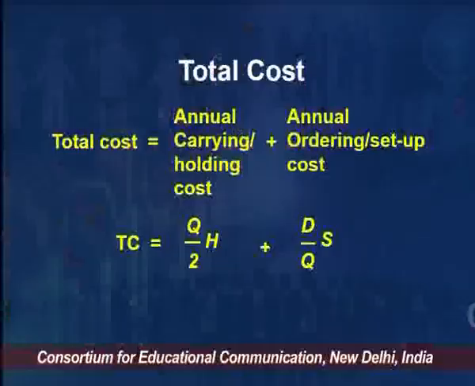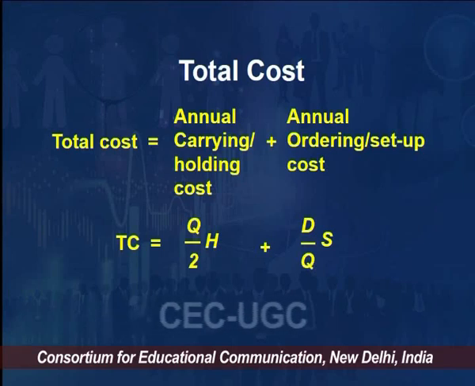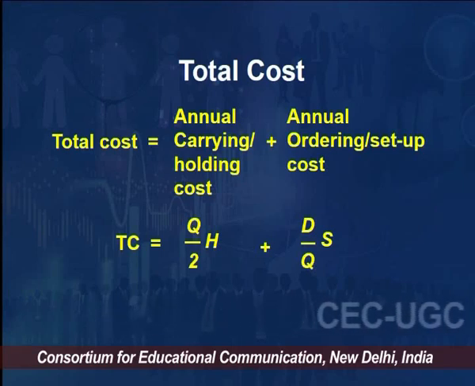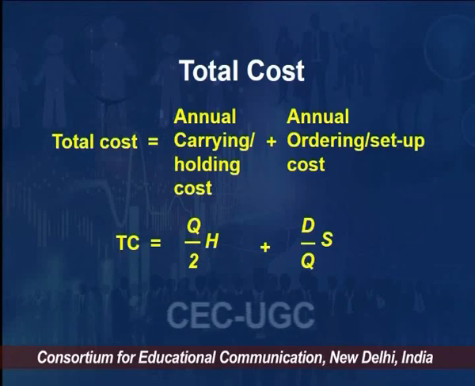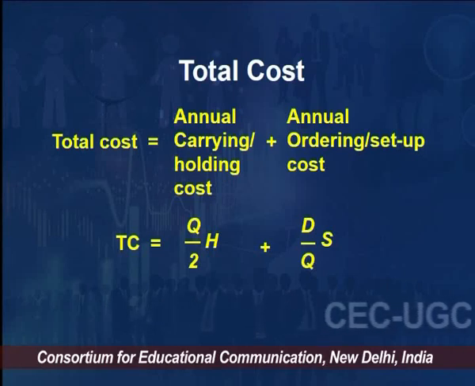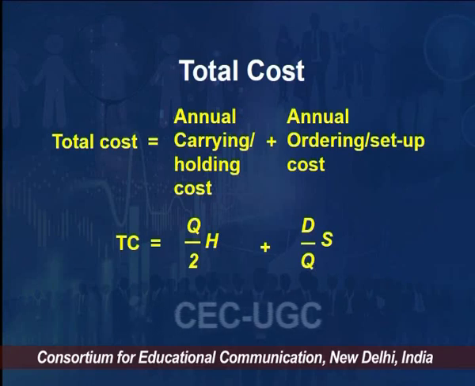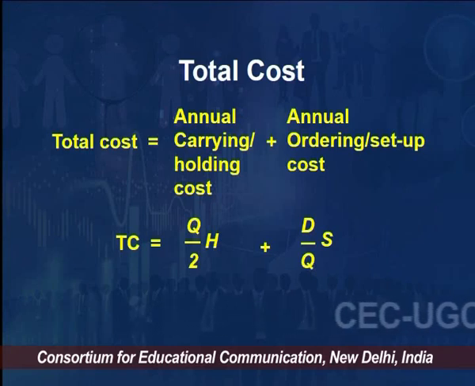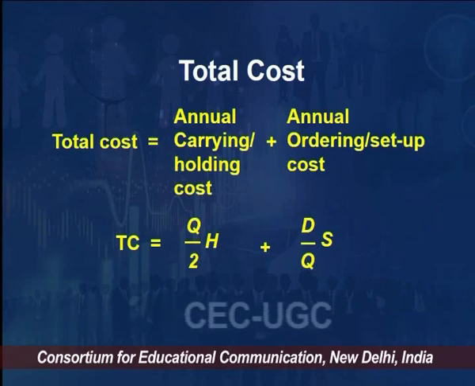As you can see on this slide, the total cost is equal to the annual carrying or holding cost plus the annual ordering or setup cost. So TC, total cost, is equal to the annual carrying cost, which is average inventory multiplied by holding cost per unit, that is Q by 2 into H, plus the annual ordering or setup cost, which is the number of orders, annual demand divided by the quantity ordered, D upon Q, multiplied by S, the ordering cost. So this is the equation of total cost.